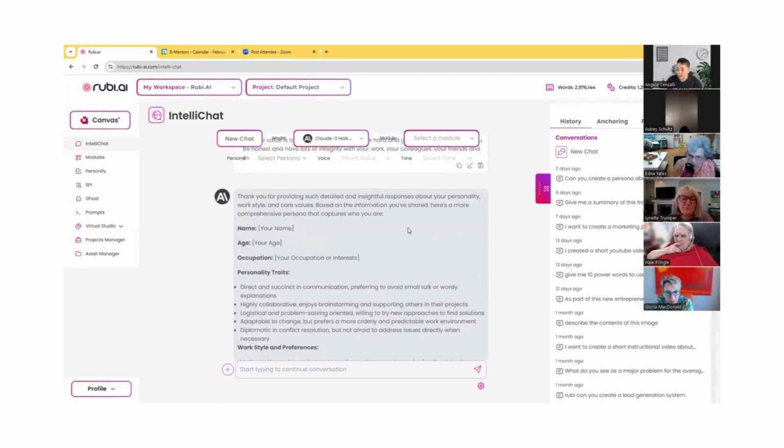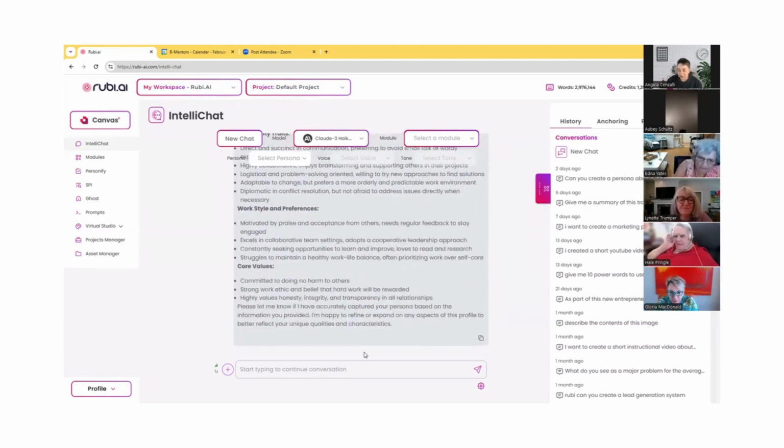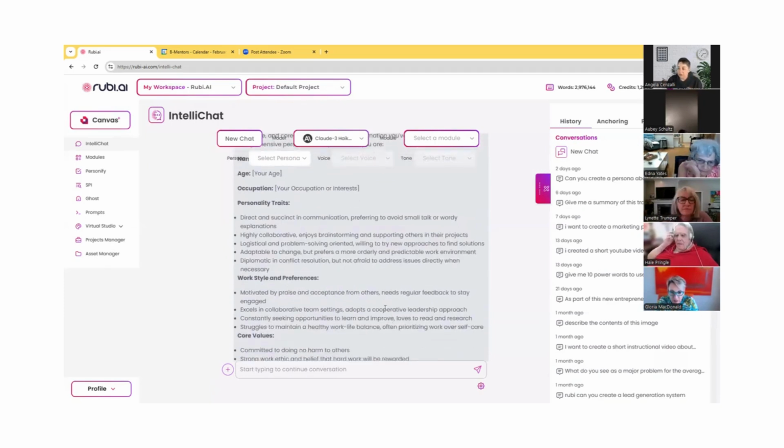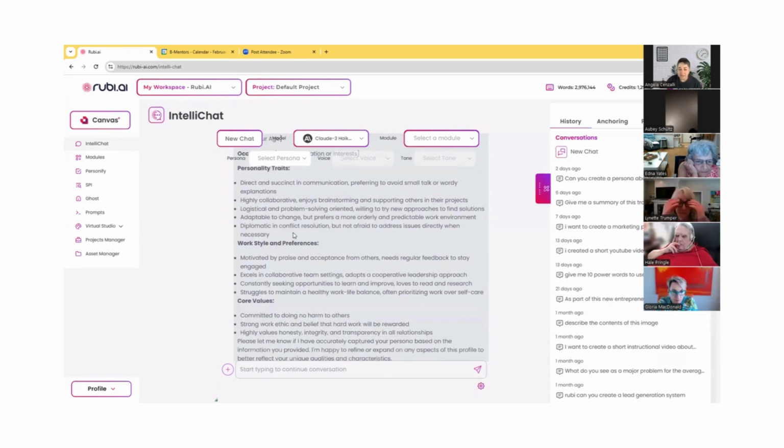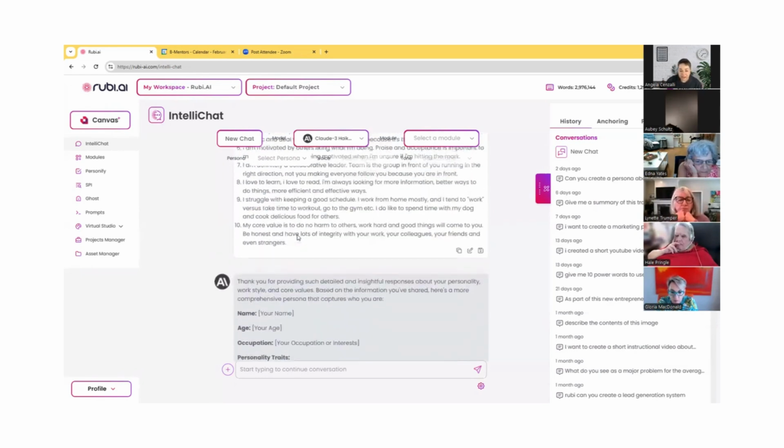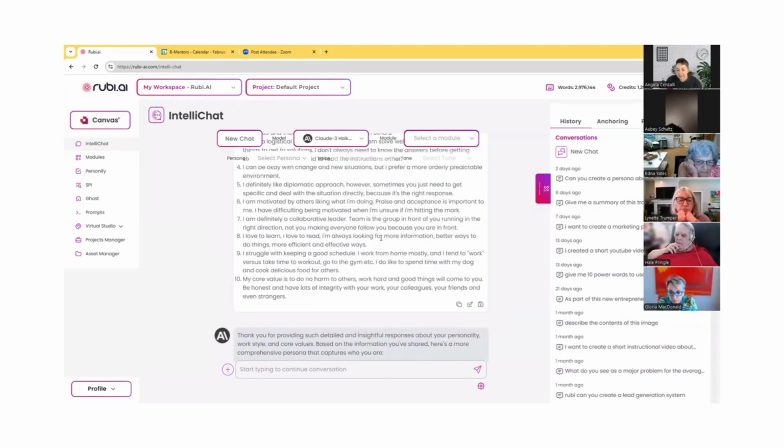Okay, so excellent point. Just be honest and just talk to her the way you would talk to her. I mean, just type it up, just answer the questions and be really honest. So she came back and she took what I said and she categorized it into, again, personality traits, work styles, and core values. And she's come up with that I'm logistical and problem solving oriented, and I'm willing to try new approaches to find a solution. That is exactly who I am. I'm a diplomat. I'm very diplomatic in conflict resolution, but I'm not afraid to address the issue if I have to. If you go back and look at my answers, I said that I'm like that. I'm definitely a collaborator, but I'm not afraid to tell people when it's necessary.